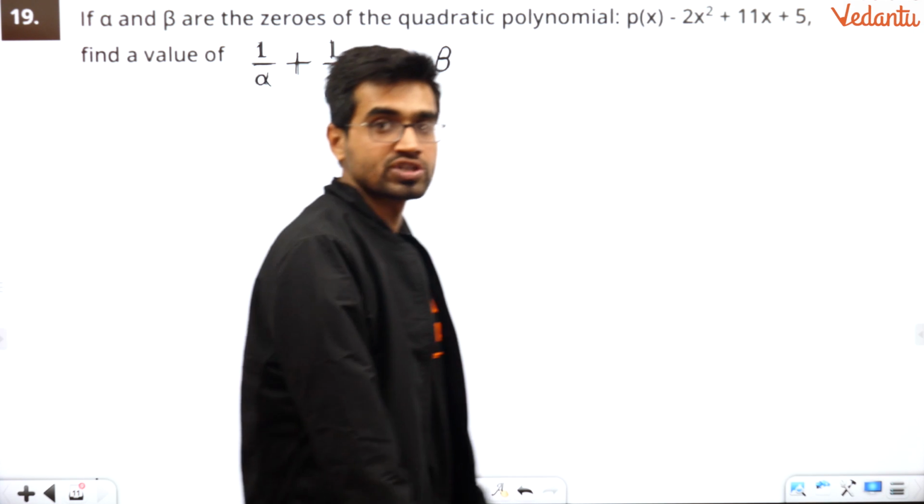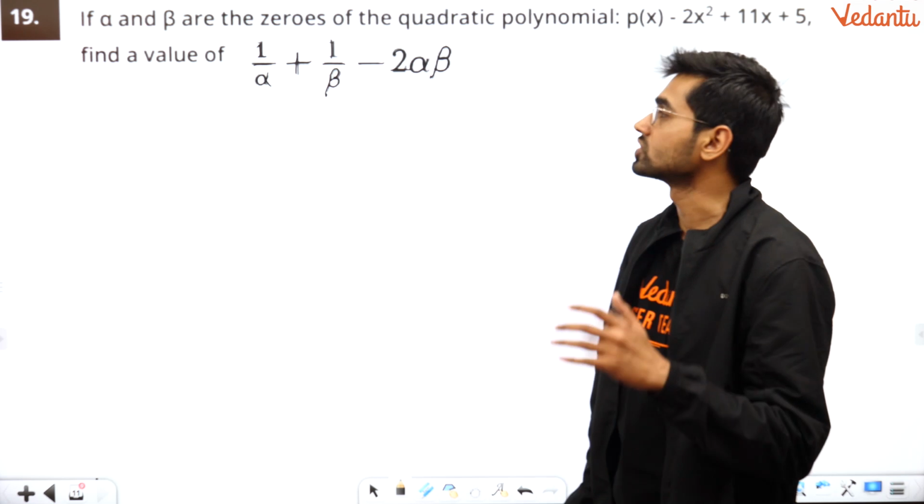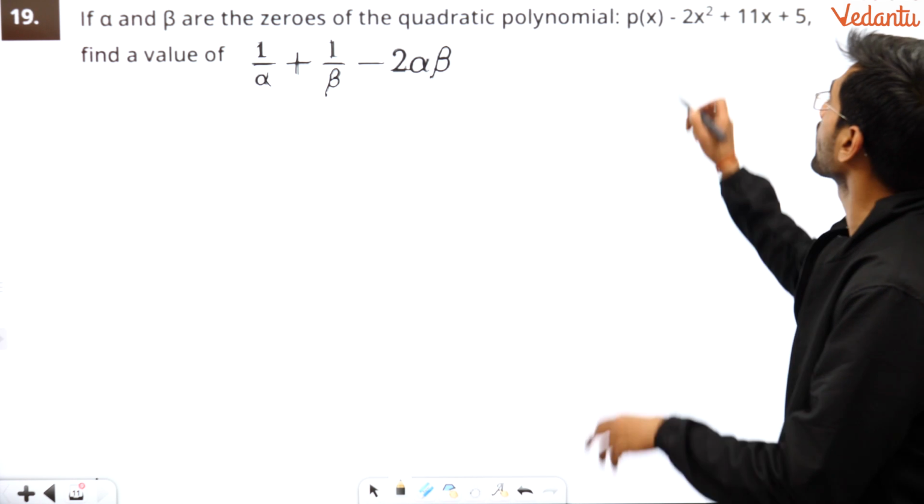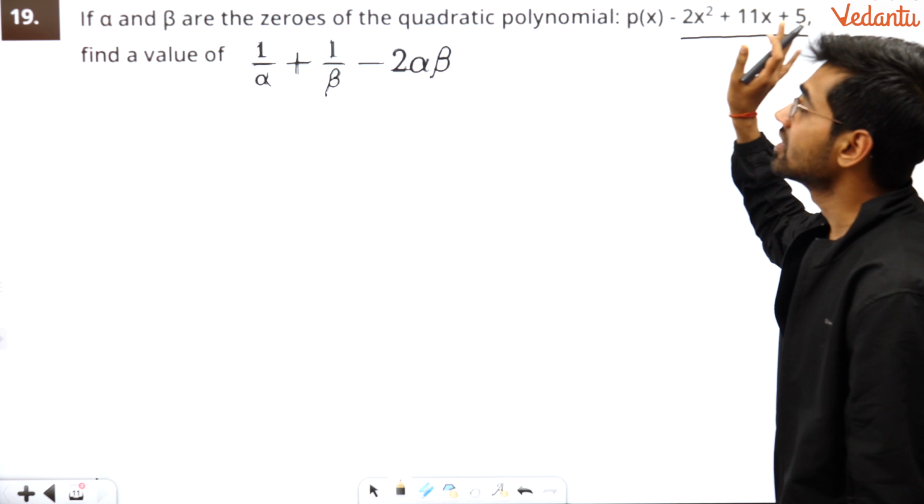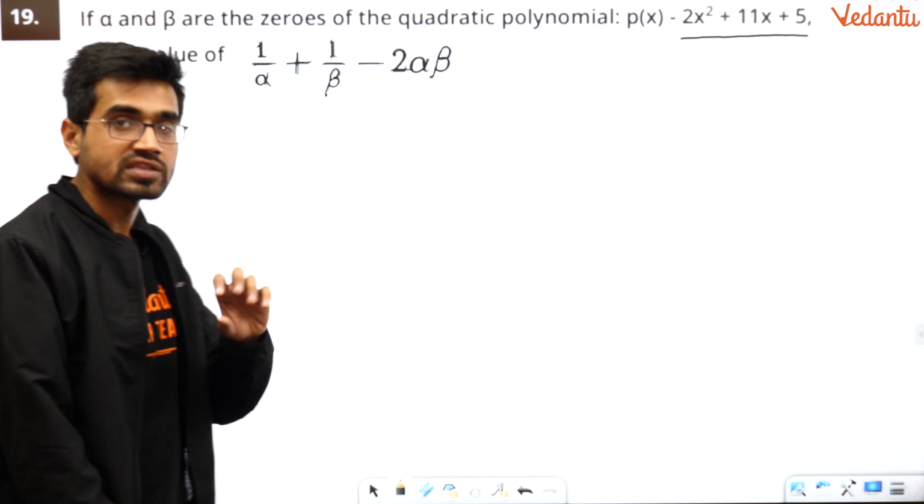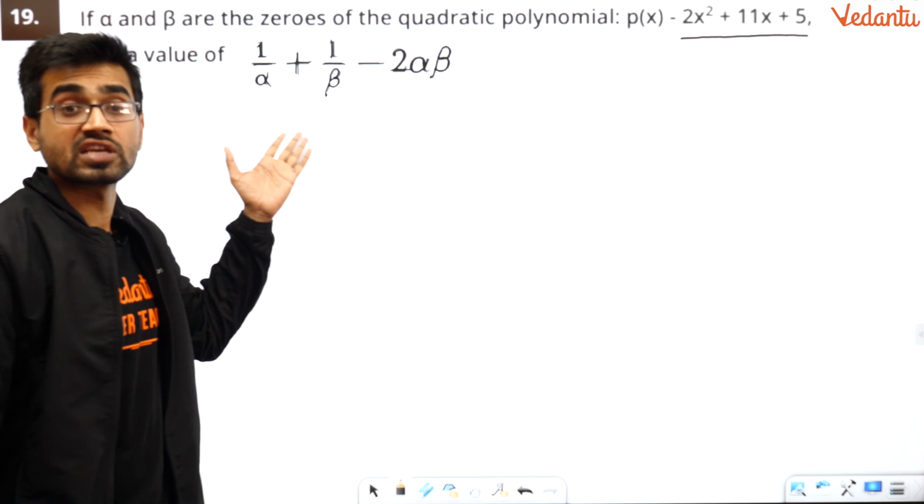Okay, this is the last question for today. It's also a 3 marks question that says, if alpha and beta are the zeros of the quadratic polynomial this, find the value of this. Now see, this is a very simple question. Trust me, it is a very simple question. They are just confusing you.